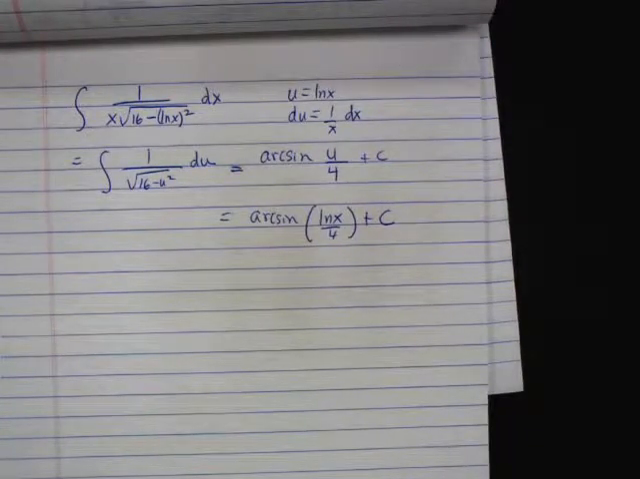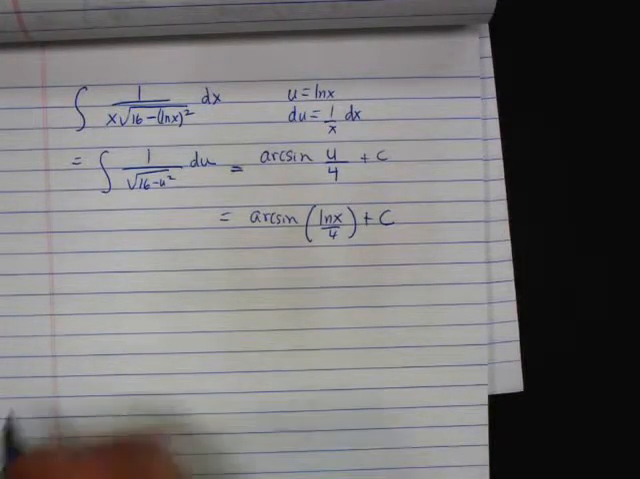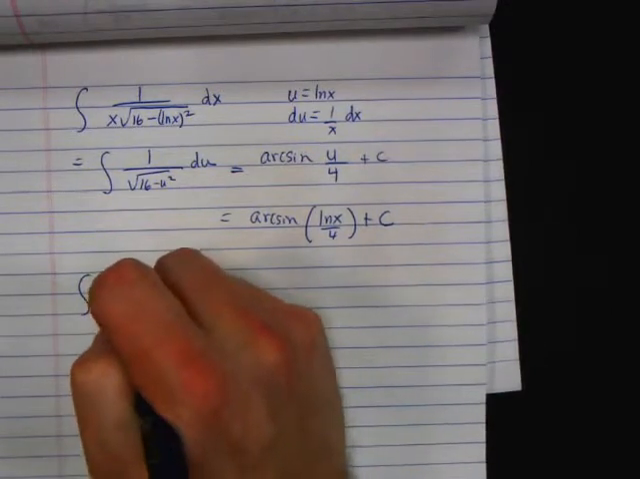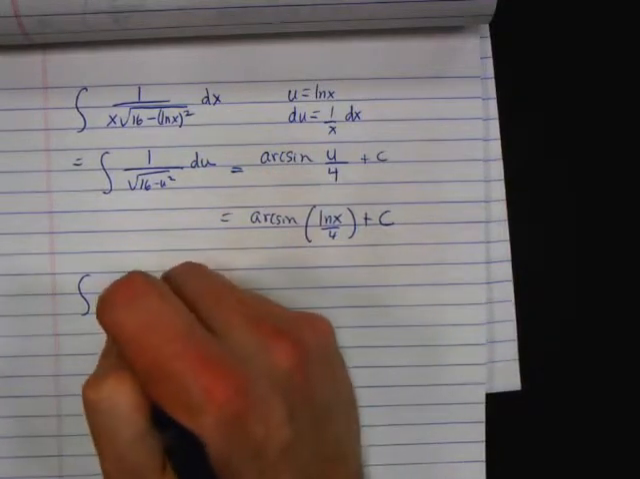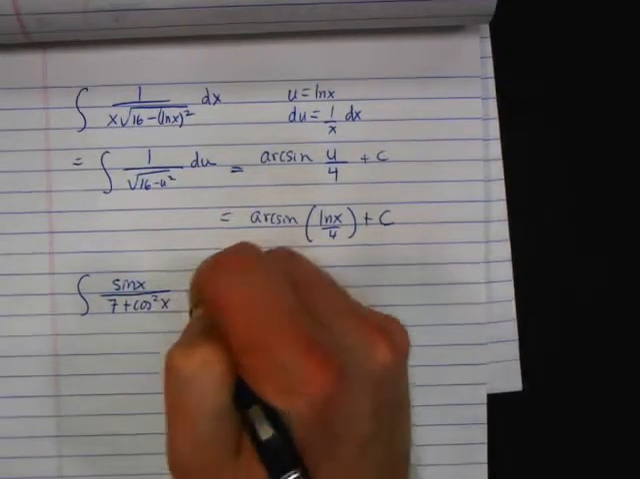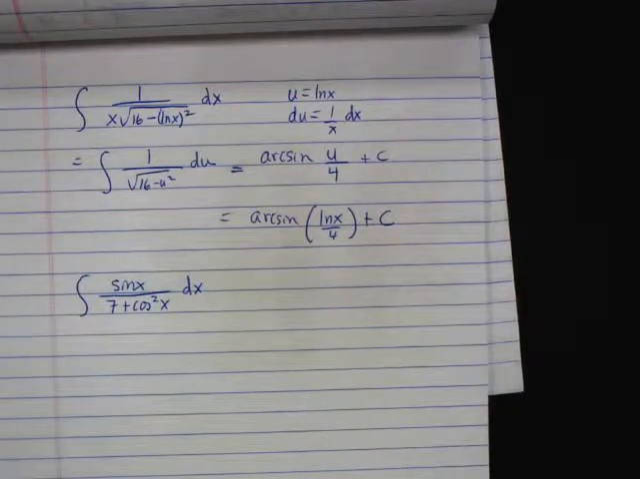All right, let's see. How about the integral of sine x divided by 7 plus cosine squared x dx? U is cosine? Just cosine, not the whole bottom?